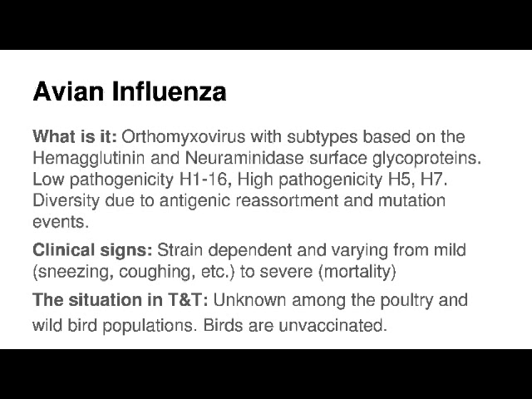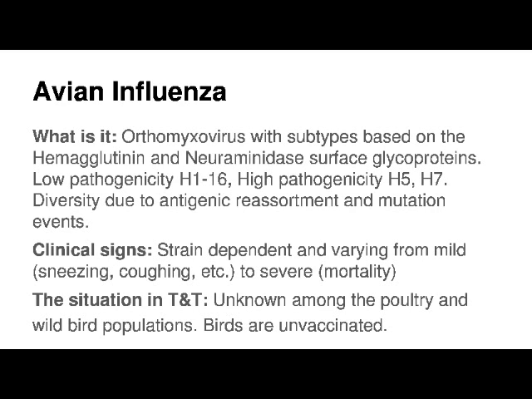So you'll probably know this already, Avian Influenza is taking over the news in many places. It's an Orthomyxovirus with subtypes based on the Hemagglutinin and Neuraminidase surface glycoproteins, those same proteins that stick out on the surface of the virus. And then of course there's a lot of genetic diversity in influenza because of constant reassortments and mutations that take place.